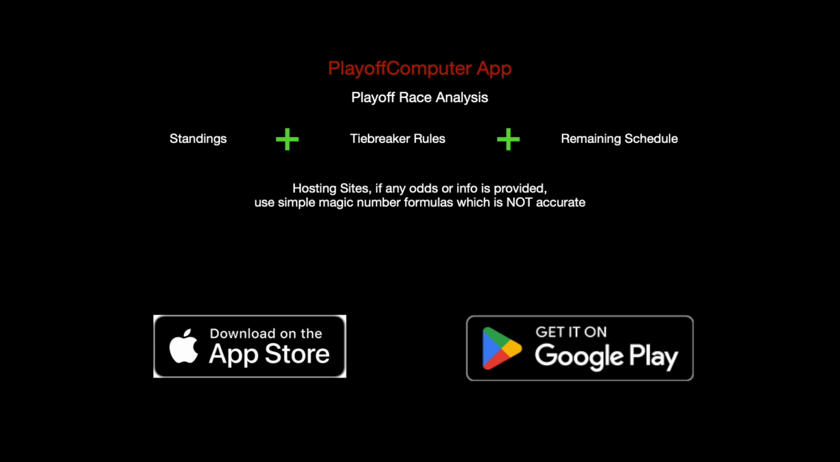Note that, to my knowledge, none of the league hosting sites that provide their own odds or who has clinched a spot do it correctly. They all just apply simple magic number formulas without considering tiebreakers or the remaining schedule to spit out incorrect information.